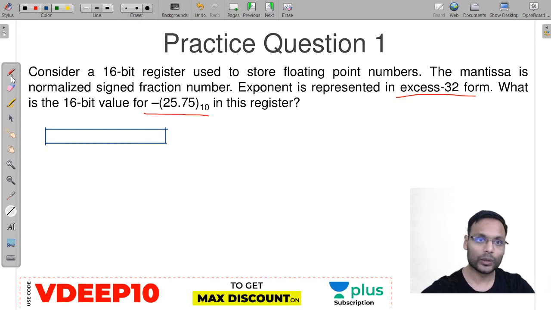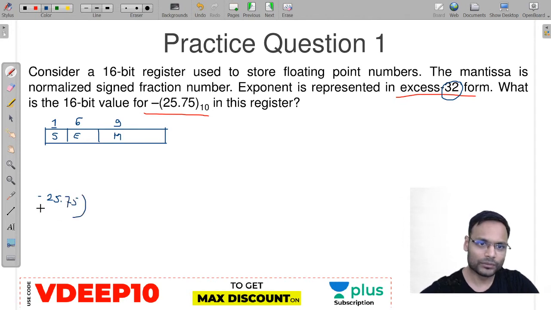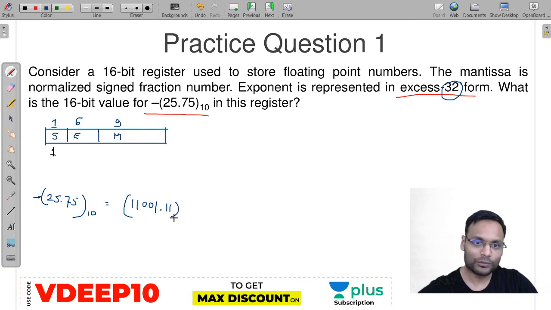So same question: sign is 1 bit, then exponent of 6 bits. How? This is excess 32 form, and then mantissa of 9 bits, same as the previous question. Minus 25.75. For minus, can I keep a 1 here in the sign? Yes, fine. Let's convert the decimal. 25 is 16 plus 8, 24, then plus 1. So 25 plus 0.75 gives 11001.11 in binary.